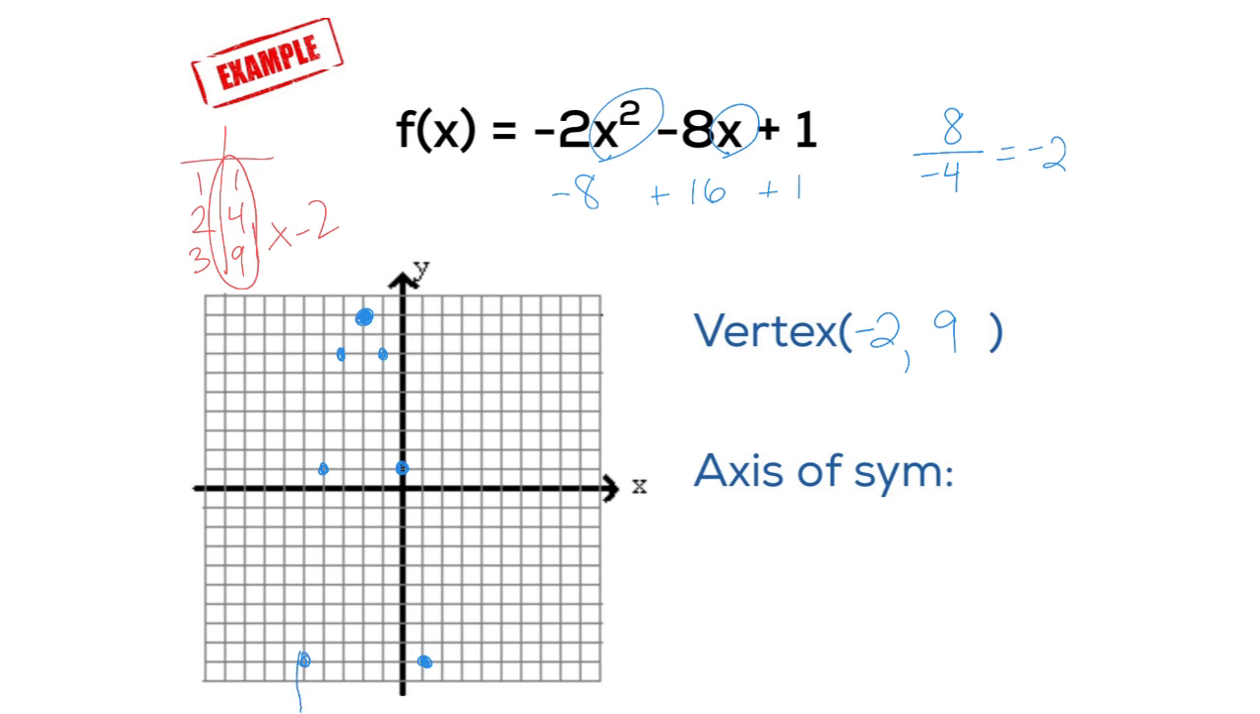All right, let's graph it. Oh, that's not very pretty, sorry. Okie doke. And then my axis of symmetry is going to cut this thing right in half, right down the middle here. So that's another vertical line. And the x value at my vertical line is a negative 2. It always matches this. Axis of symmetry, x equals negative 2.